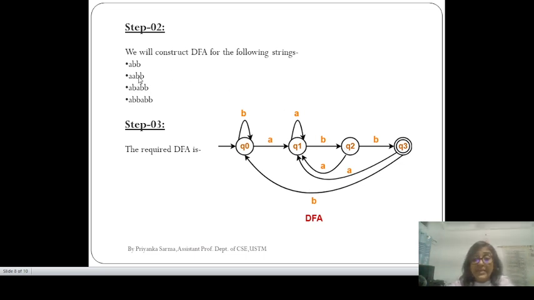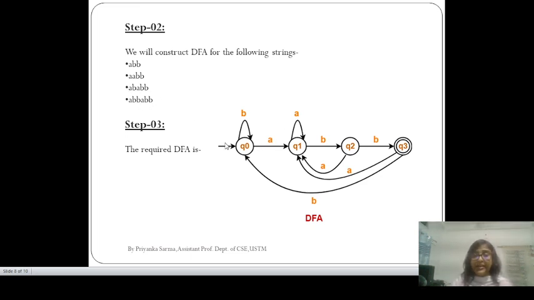Next symbol is again B. So now Q2 can accept B and can move to its next state. And last symbol is again B. So from Q2, it can accept B and move to its last state. That means this machine can accept AABB. Similarly, ABABB, this string, can the machine accept it or not, that we have to check.